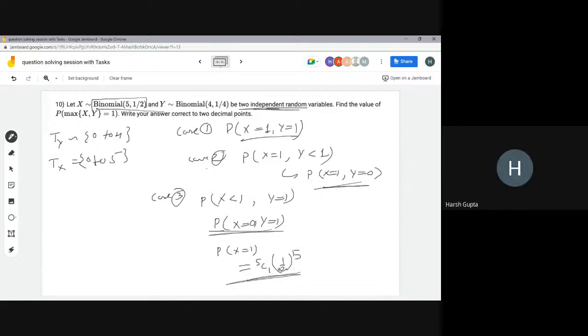Okay, so should we close the answer now? All three cases will add? Yes, we'll add because any one of them is possible, not all together can come. It is either-or. Whenever we make cases, we generally add the cases.